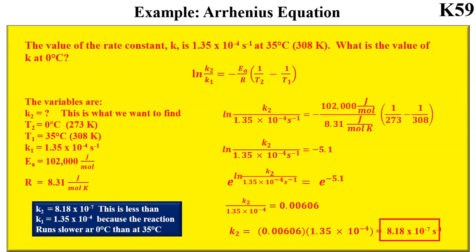So we look over in the blue box on the bottom left. It says K2 is 8.18 times 10 to the negative 7th. This is less than K1, which is 1.35 times 10 to the negative fourth, because the reaction runs slower at 0 degrees centigrade than at 35 degrees centigrade, as we would expect.